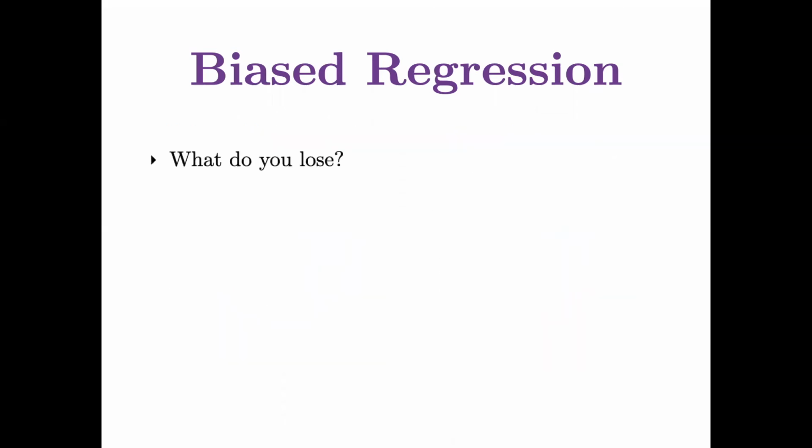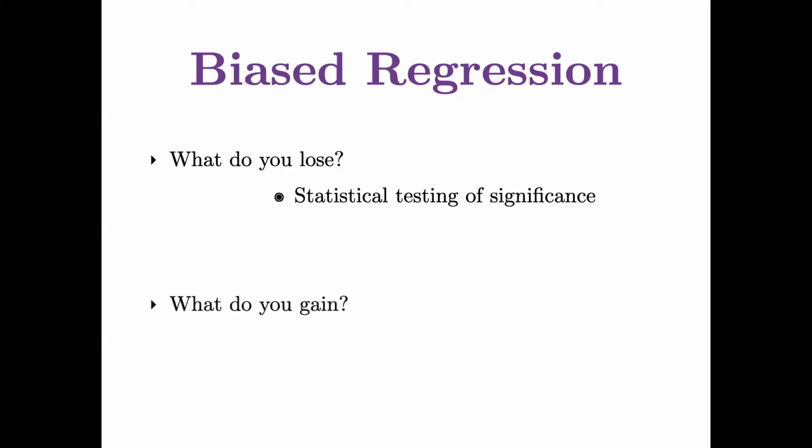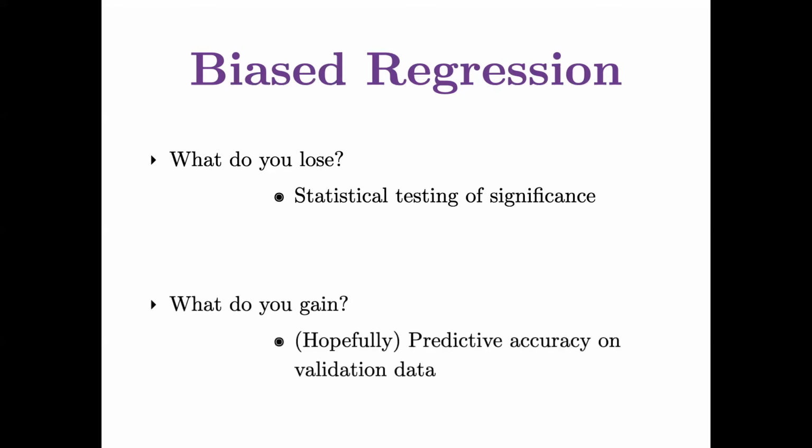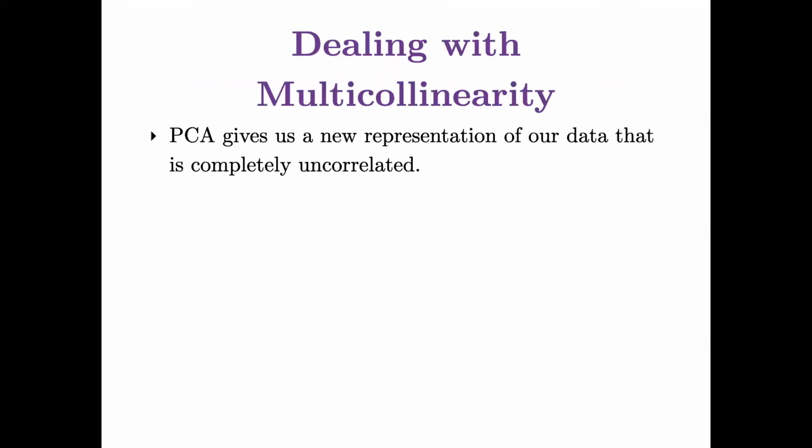Now, what do you lose when you do this? Well, you lose all of that statistical testing of significance. Remember, the idea of hypothesis testing comes from a null distribution, and you need to be able to describe that null distribution. We'll no longer be able to do that in a biased technique. And what do you gain? Well, hopefully you'll gain some predictive accuracy on validation data. Biased regression is one way that we deal with multicollinearity in regression.